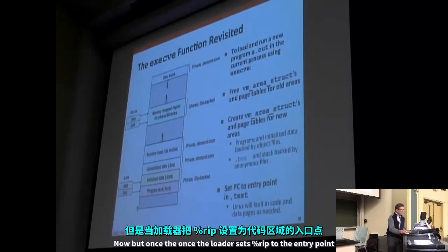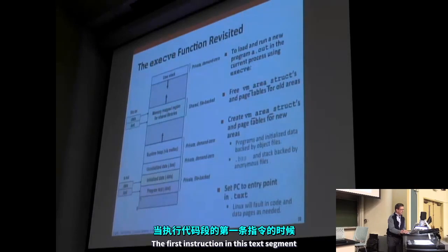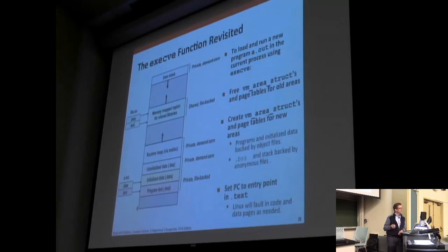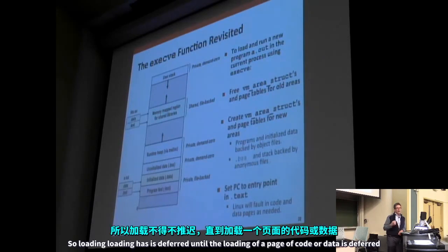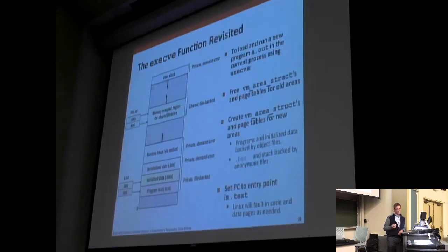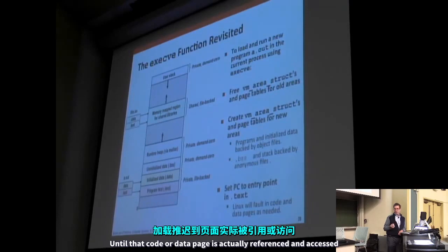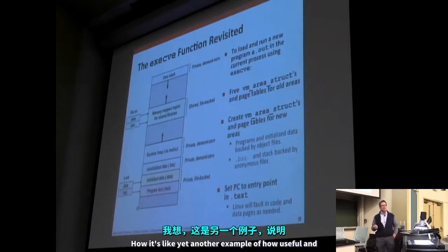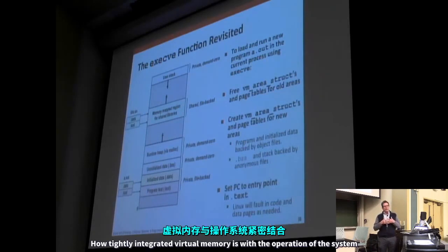Once the loader sets RIP to the entry point, the first instruction in this text segment, Linux will fault in all the code and data that's needed on demand. So the loading of a page of code or data is deferred until that code or data page is actually referenced and accessed. I think this is very clever and very interesting, yet another example of how useful and tightly integrated virtual memory is with the operation of the system.